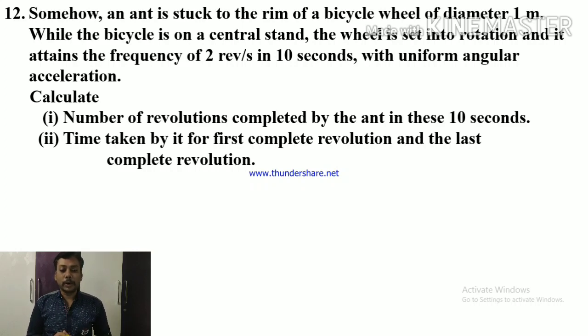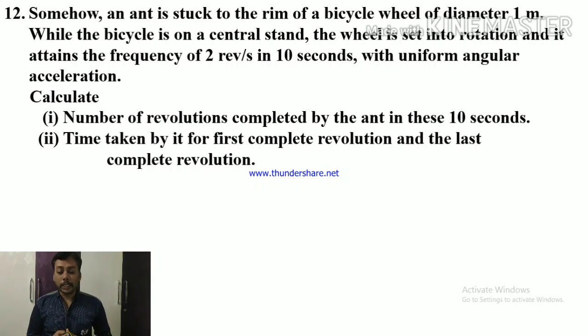So we have to calculate, first, the number of revolutions completed by the ant in these 10 seconds. How many revolutions does that wheel or ant complete in 10 seconds? And second, the time taken by it for the first complete revolution and the last complete revolution.